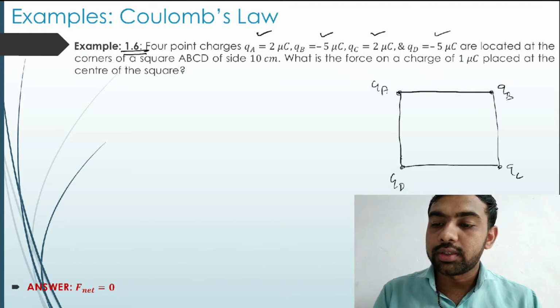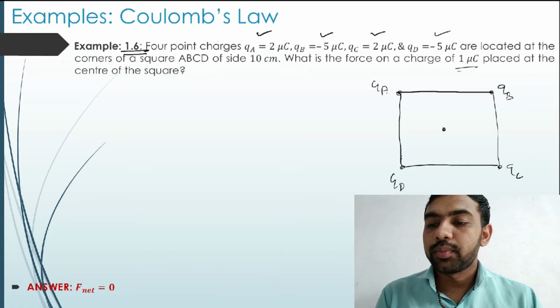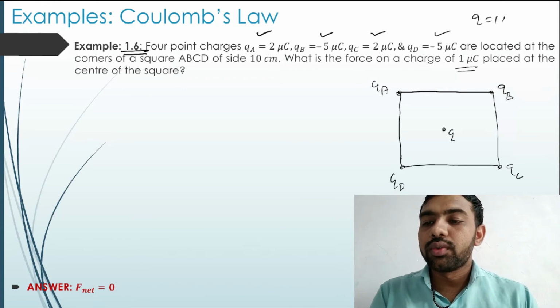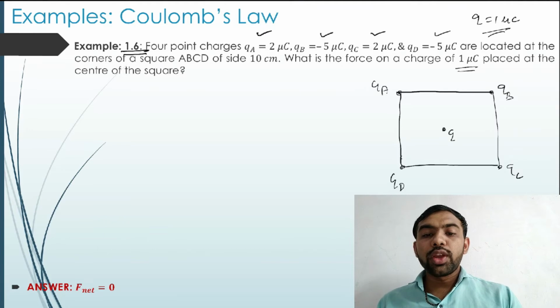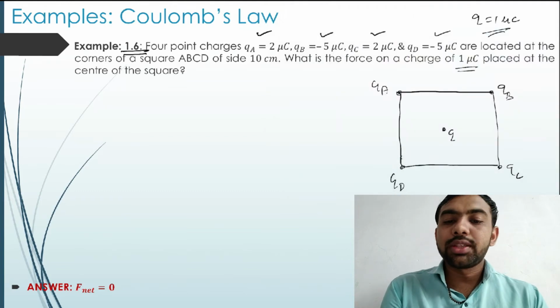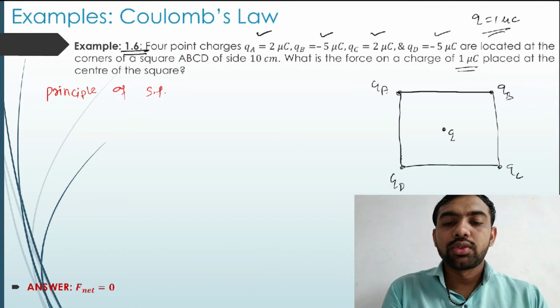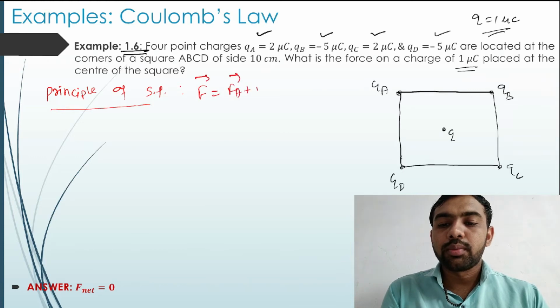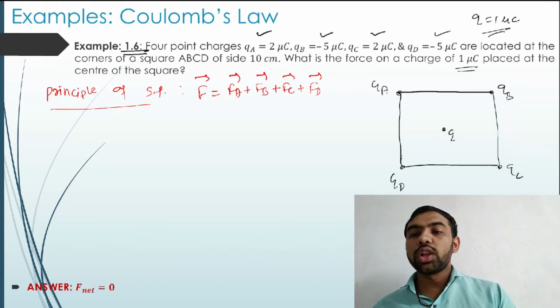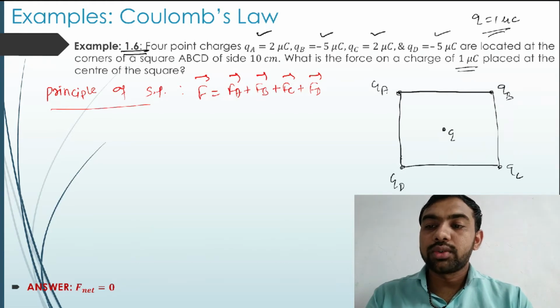So at the corner, which charge is placed? Let's consider this simply Q, where Q is equal to 1 microcoulomb, which is given to us. So we have to find out the net force. For this we use the principle of superposition: F is equal to Fa plus Fb plus Fc plus Fd, meaning the vector sum of all these forces. Okay, so let's find this out.